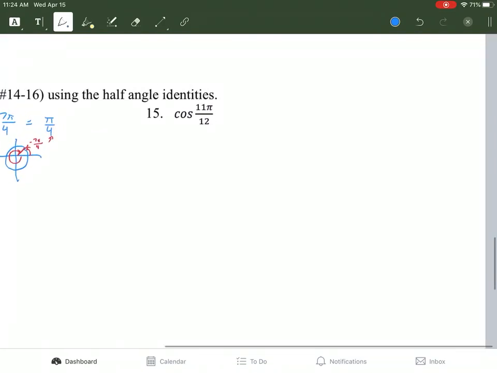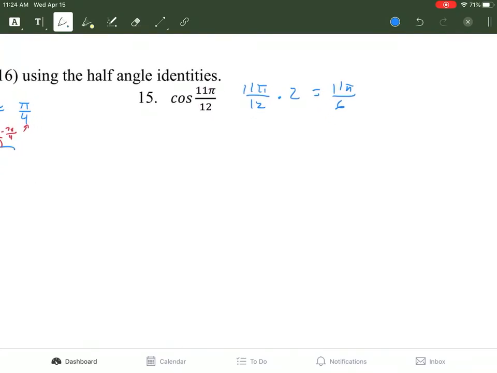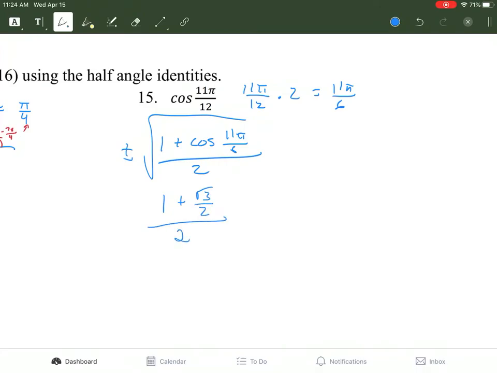Number 15. So again, we're going to take our 11 pi over 12 and multiply it by 2 to get 11 pi over 6. So now we're going to take our half angle formula for cosine, which is the square root of 1 plus cosine of 11 pi over 6 divided by 2, with a plus or minus in front of it. Now we do the cosine of 11 pi over 6. The x value of 11 pi over 6 is root 3 over 2, so we have 1 plus root 3 over 2 divided by 2, the big square root and a plus or minus.